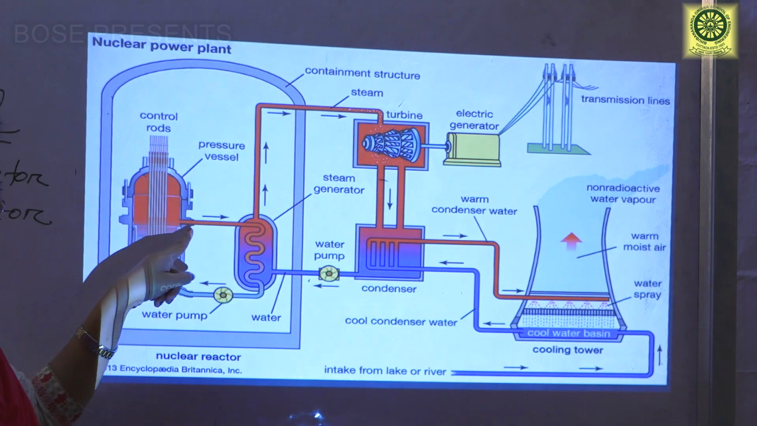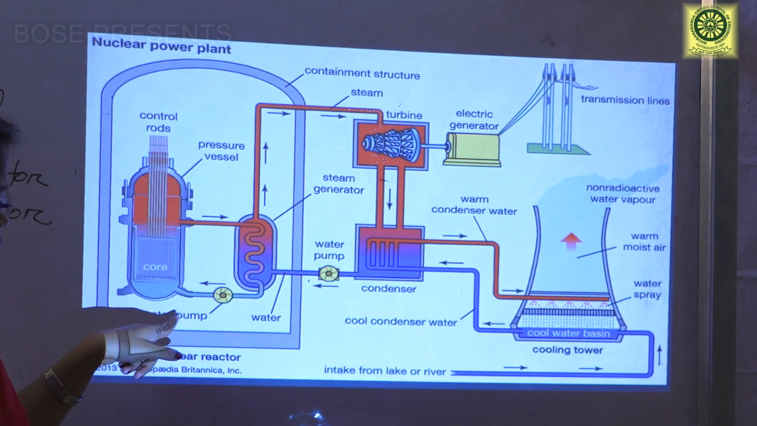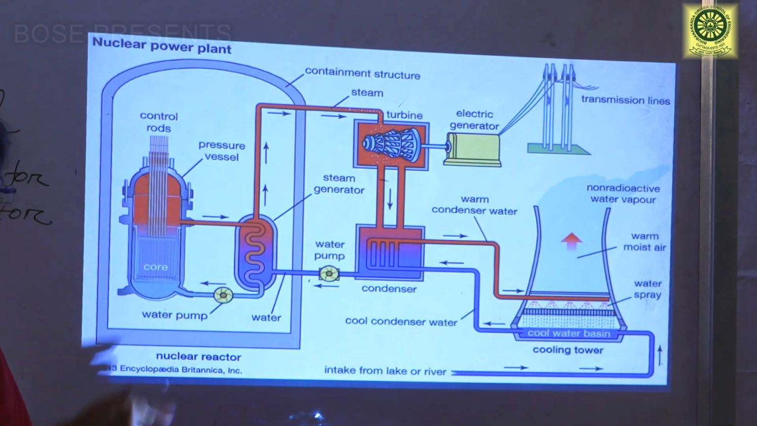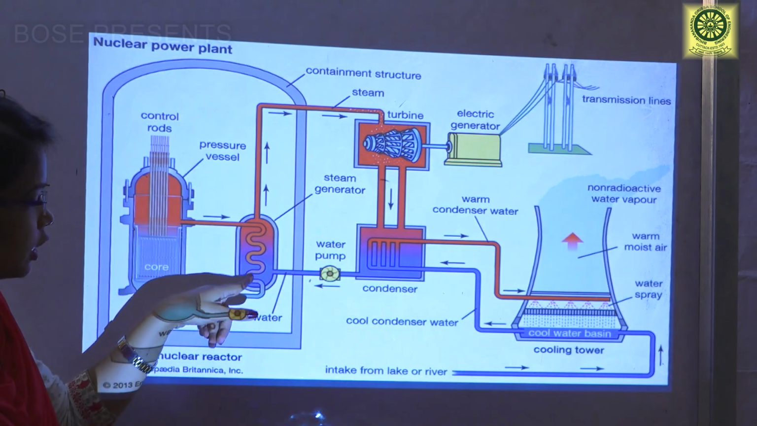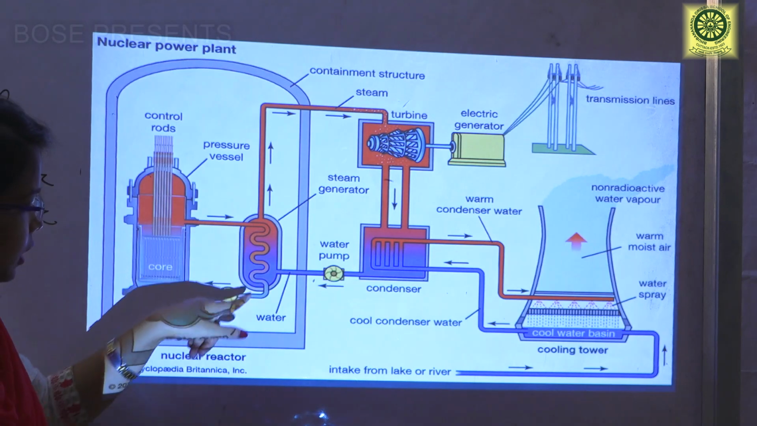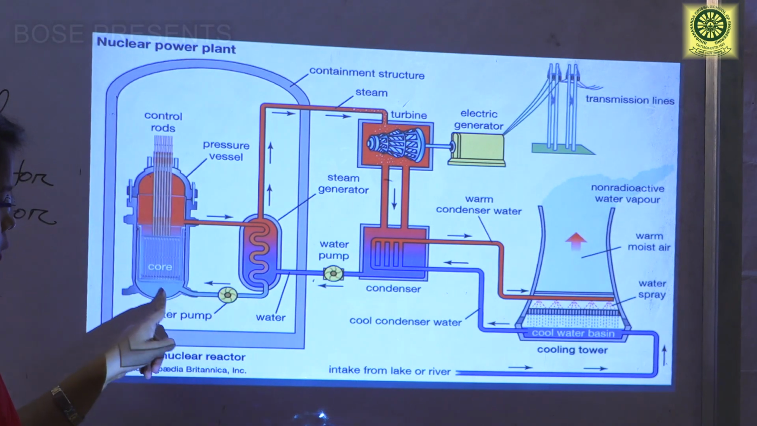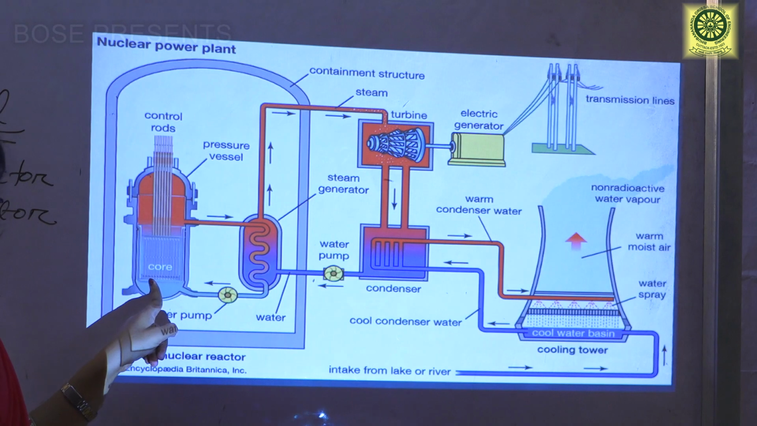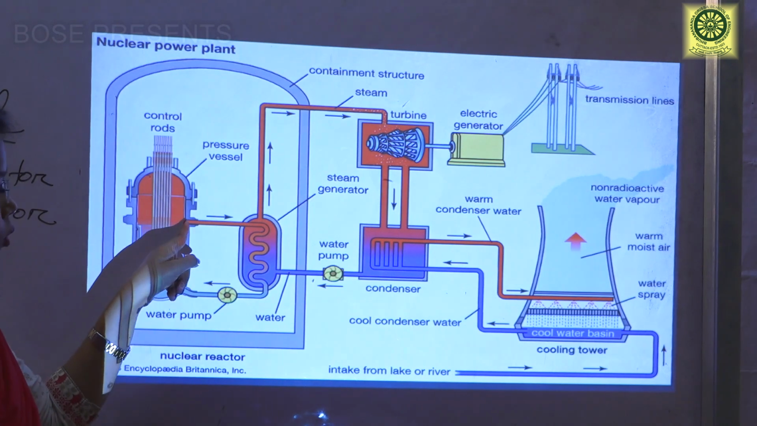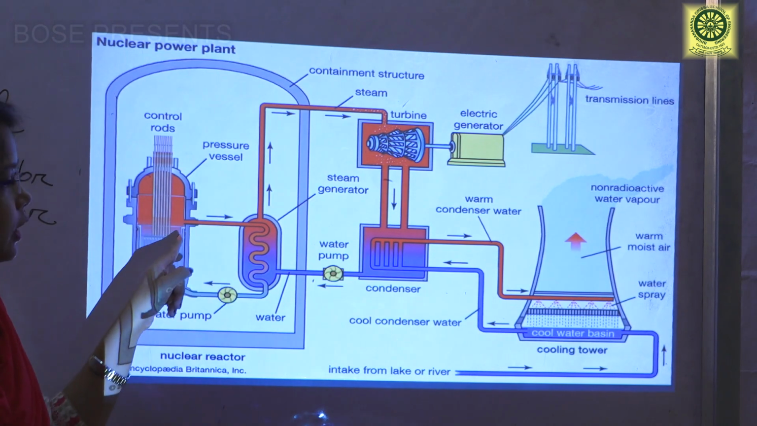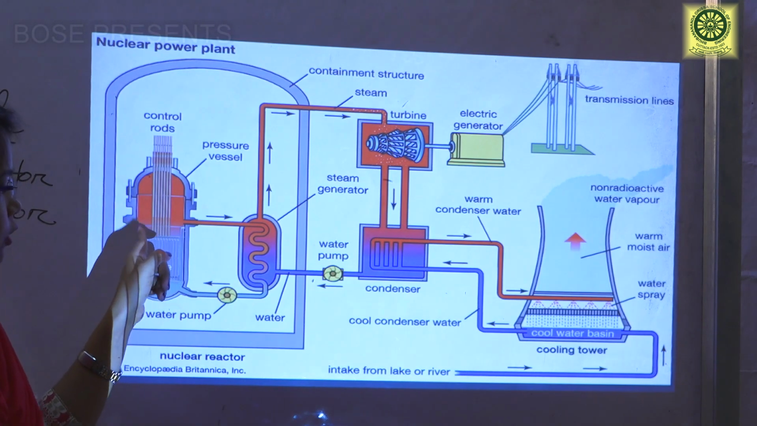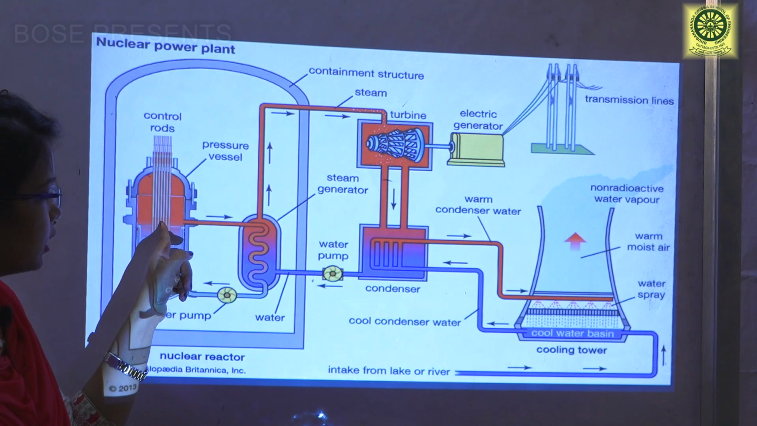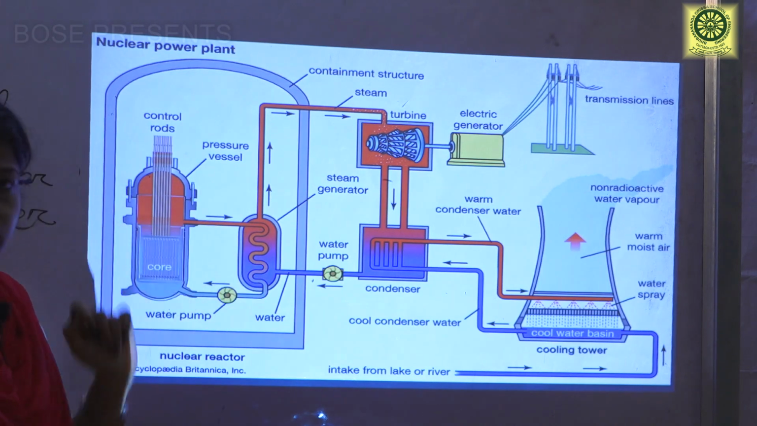Okay, here you can see this is the water pump, and we can also call it coolant. This coolant is coming to the steam generator. There is a pipe, and again through this water pump it is entering into the nuclear reactor. And what the water does is transfer the heat from this reactor to this steam generator.